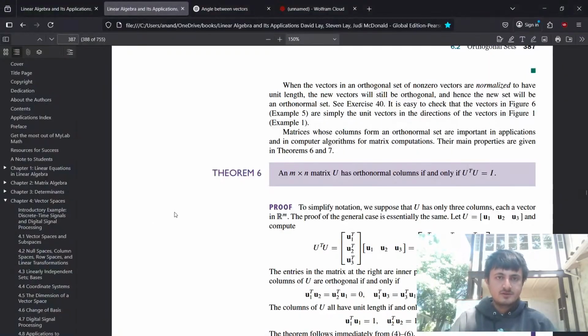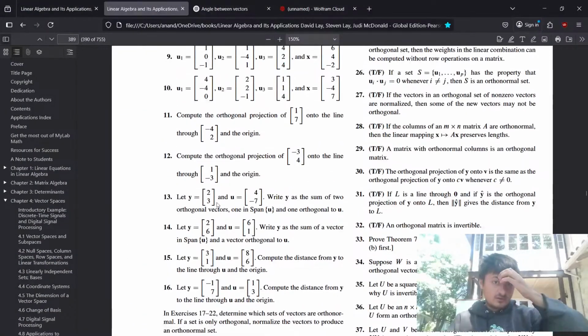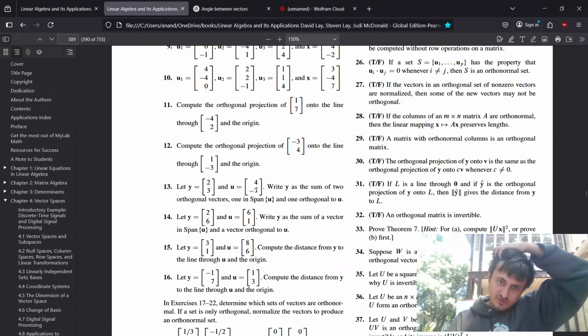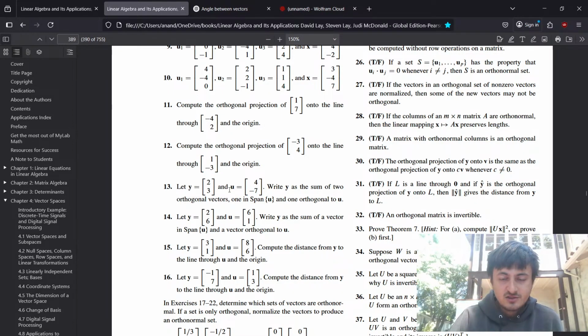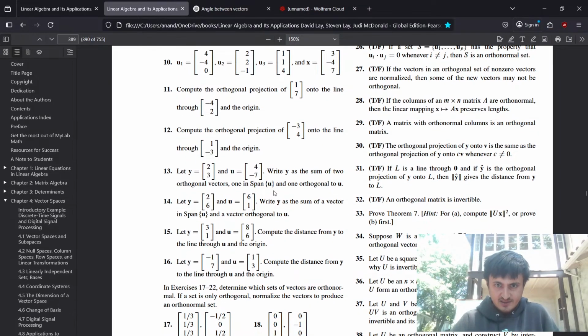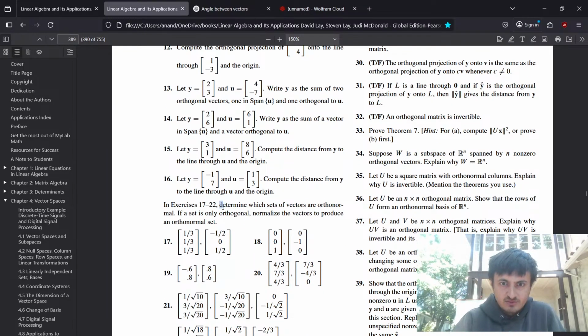All right, so that's that one. Let's hop back over. All right, so that was a good problem. Now let's see. Write this as a sum of. We just did that. This is the same thing as you compute the orthogonal projection of y onto u, and then you subtract that from y, and that gives you z, and then you write it as a sum. All right, determine which of these are orthonormal.